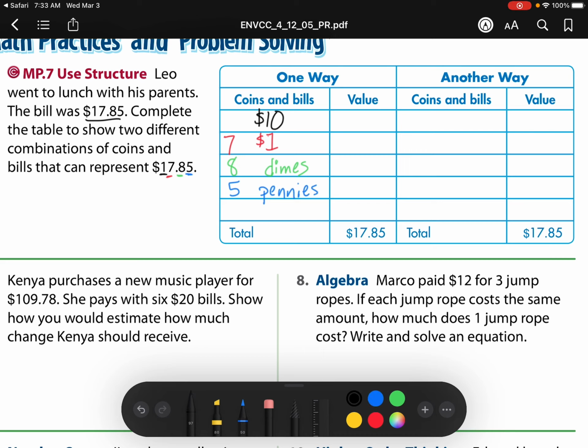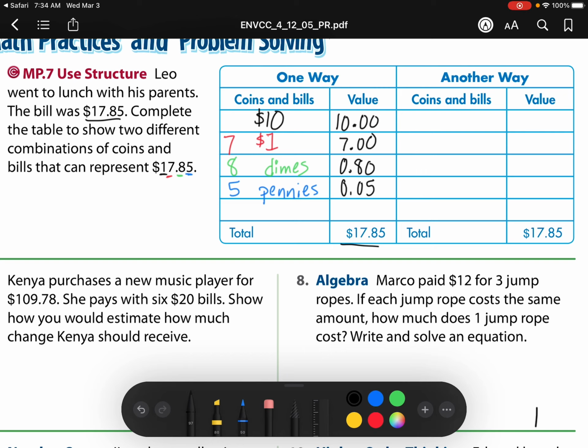Now it says it wants our value, so we have to say how much that is. So a $10 bill is worth obviously $10. 7 $1 bills is worth $7. Notice I'm still lining that decimal up because it's going to make it much easier when I add them. 8 dimes is 80 cents, and 5 pennies is 5 hundredths, or 5 cents. Add that up, and yes, it does equal that.